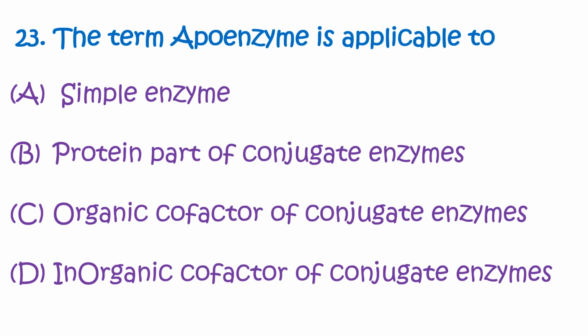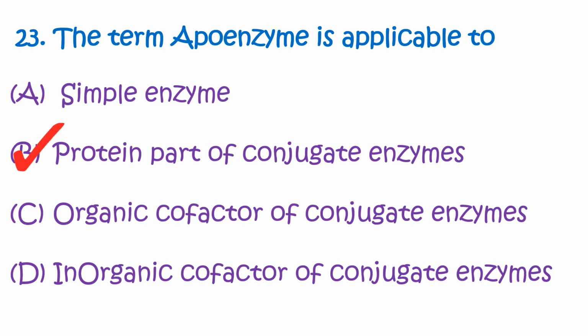Question number 23. The term apoenzyme is applicable to. Options are option A simple enzyme, option B protein part of conjugate enzymes, option C organic cofactor of conjugate enzymes, and option D the inorganic cofactor of conjugate enzymes. And the correct answer is option B, the protein part of the conjugate enzyme.